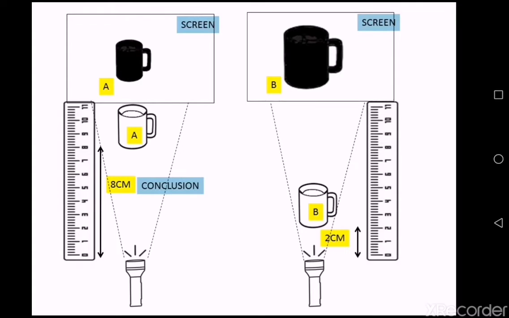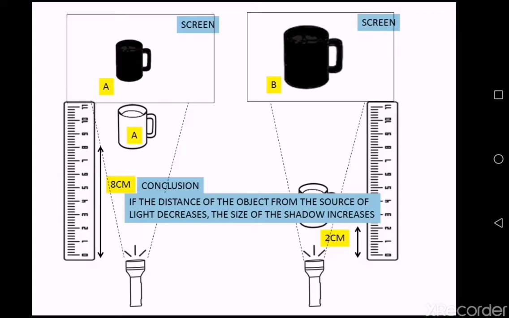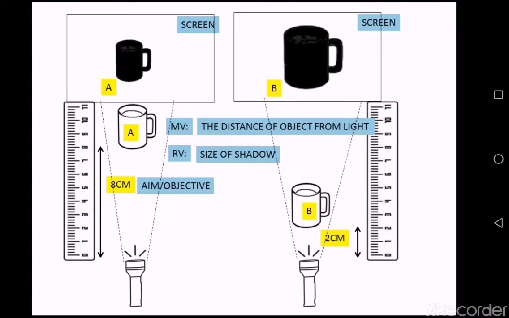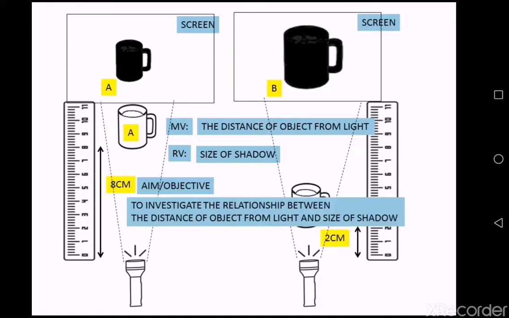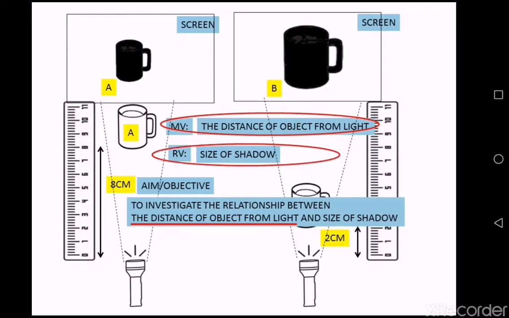What is the conclusion for this test? If the distance of the object from the source of light decreases, the size of the shadow increases. That is the answer. What about the aim or objective for this test? You can use the formula to investigate the relationship between the manipulative variable and the responding variable. So the answer is to investigate the relationship between the distance of object from light and the size of shadow.